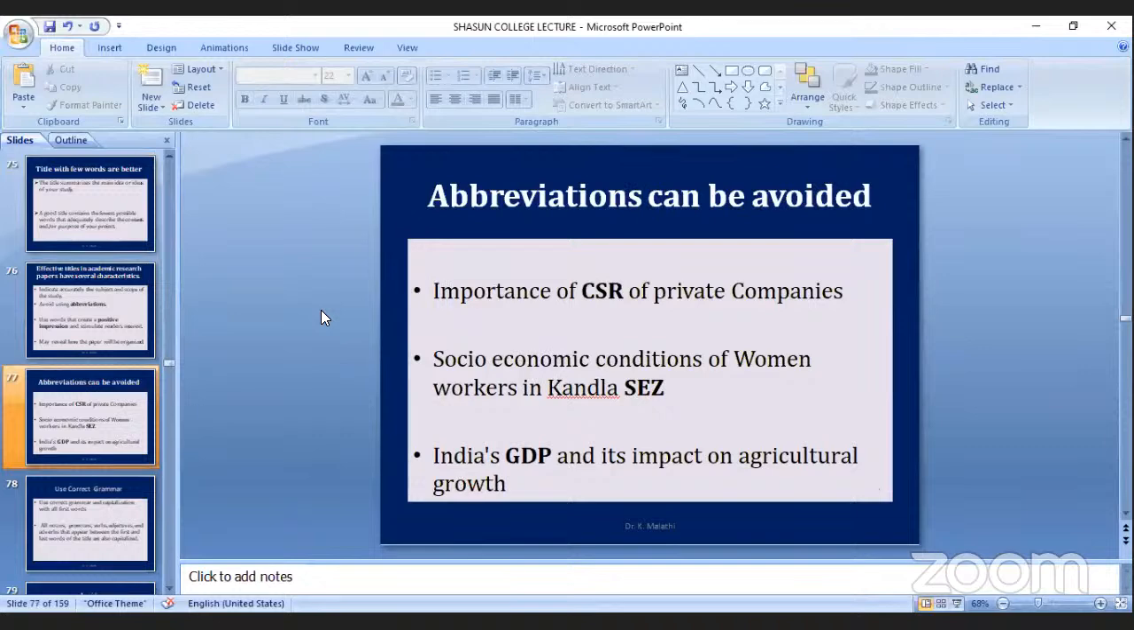I told you abbreviations can be avoided. For example, "Importance of CSR for a private company": CSR, all of you know, is corporate social responsibility. Then "socio-economic conditions of workers in Kandla SEZ": yes, we know SEZ is special economic zone. GDP is gross domestic product. But what if a science professor or a science graduate wants to read your paper? They will wonder what CSR is. So avoid giving abbreviations in your title.